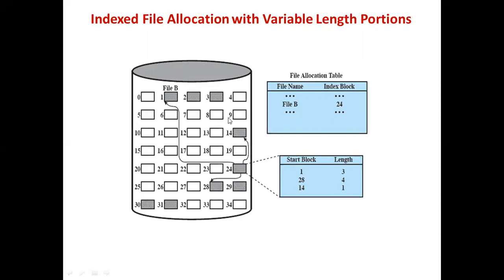Index block is 24. In this block, the table with 2 fields, that is start block and length of blocks allocated to file, is stored in the index block. In fact, address of index block is stored. Here also, file consolidation may be done from time to time.